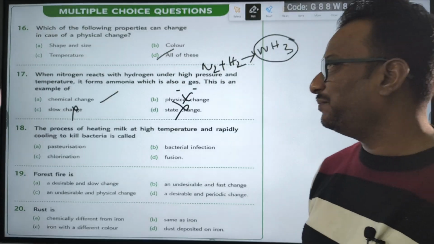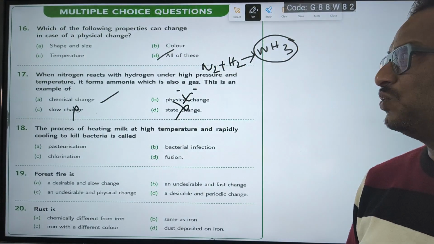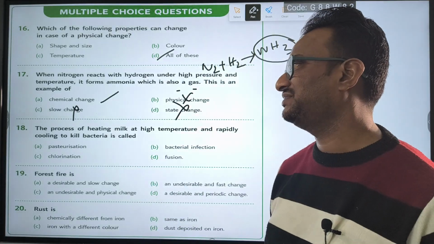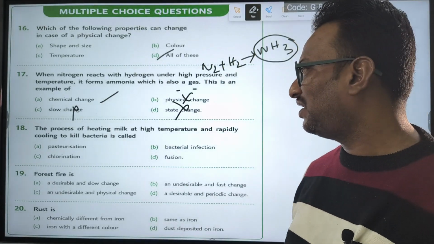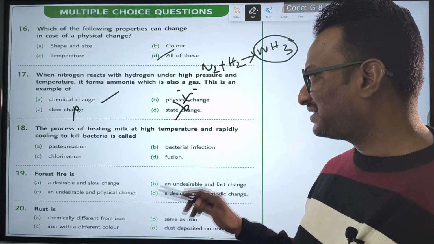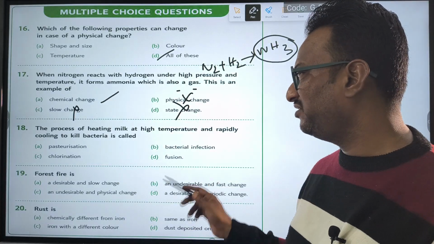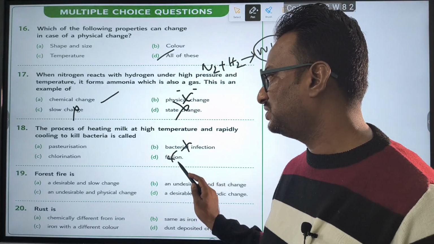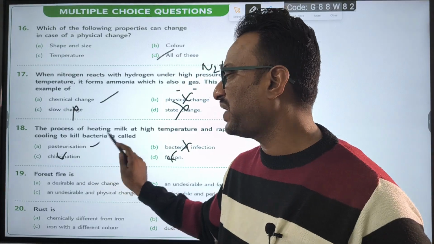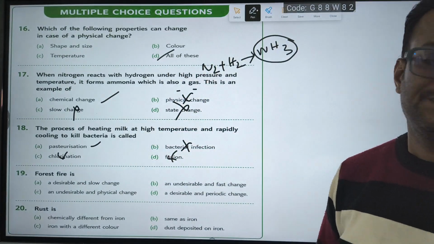The process of heating milk at high temperature and rapidly cooling to kill bacteria is called dash. Pasteurization, bacterial infection, chlorination, fusion. So these are all wrong options. The answer is pasteurization.